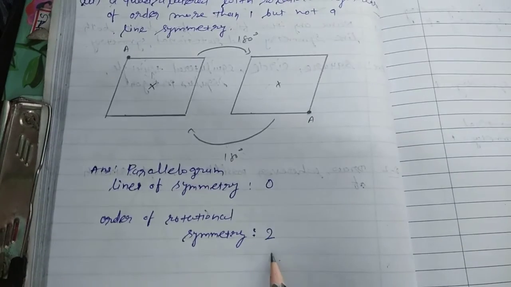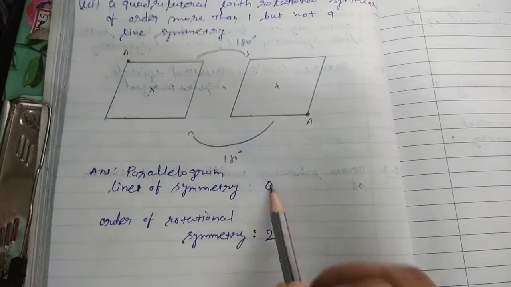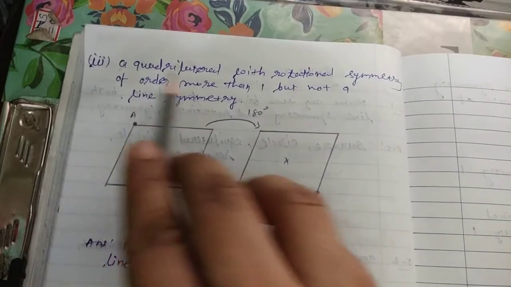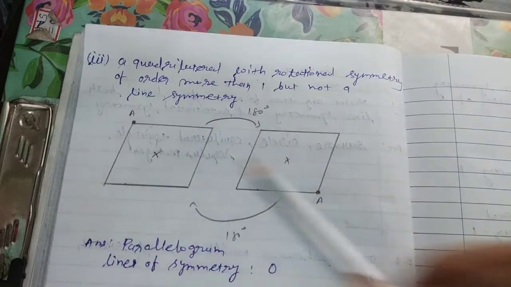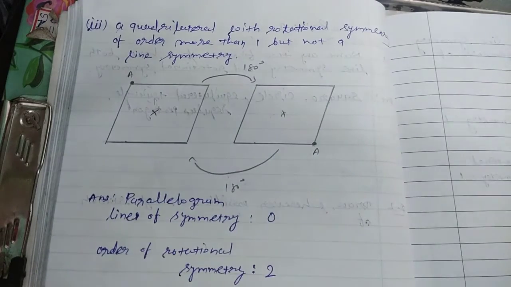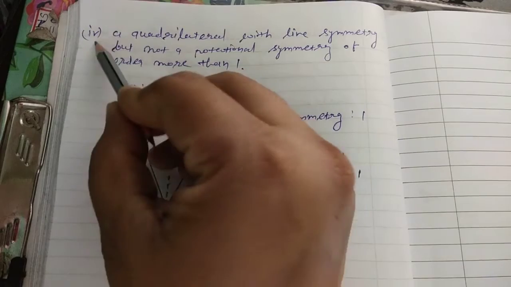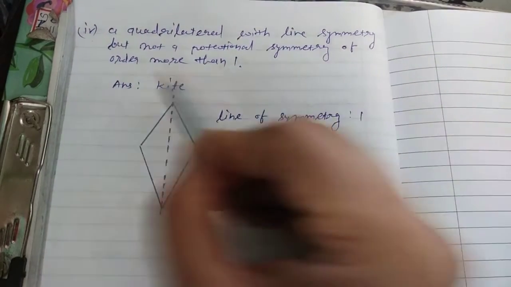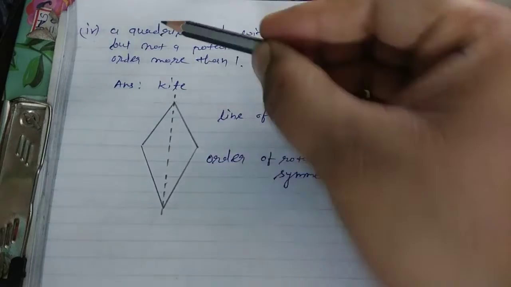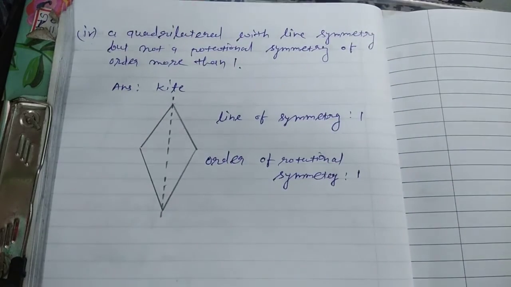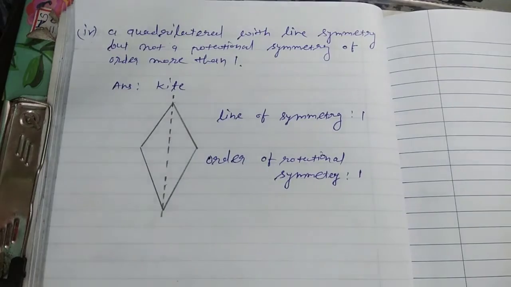So the order of rotational symmetry is 2, and the line of symmetry, as we have already discussed, is 0. So the question was a quadrilateral with rotational symmetry of order more than 1 but not a line symmetry. The answer is a parallelogram. And the last part of question number 2, number 4: a quadrilateral with line symmetry but not a rotational symmetry of order more than 1. Now we have to find a quadrilateral that has a line symmetry but not a rotational symmetry of order more than 1.